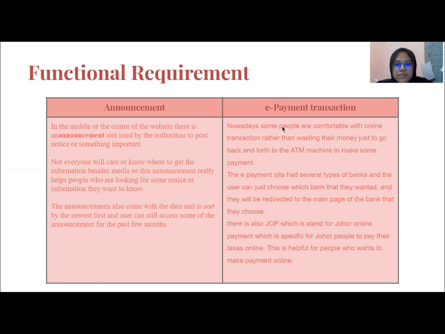Okay, for the second one is e-payment. So nowadays, as we know, some people are comfortable with online transactions rather than wasting their money going back and forth to the ATM machine to make payment. So in the website, there is an e-payment site that has many types of banks that they can choose from, and they will be redirected to the main page of the bank that they use. There's also JOP, which stands for Johor Online Payment, which is specific for Johor people to pay their taxes online. This is very helpful to people who want to make payment online.